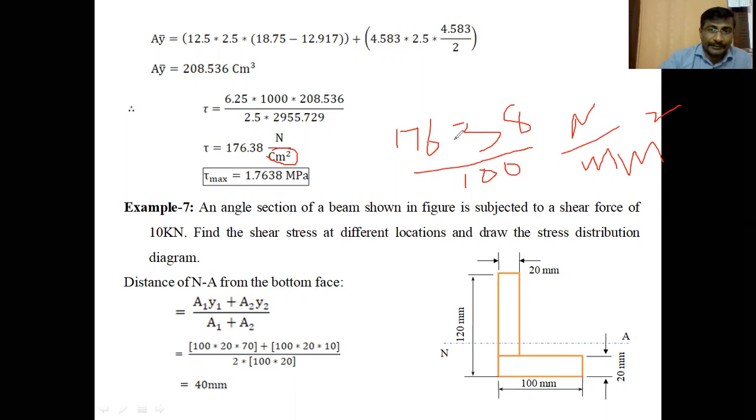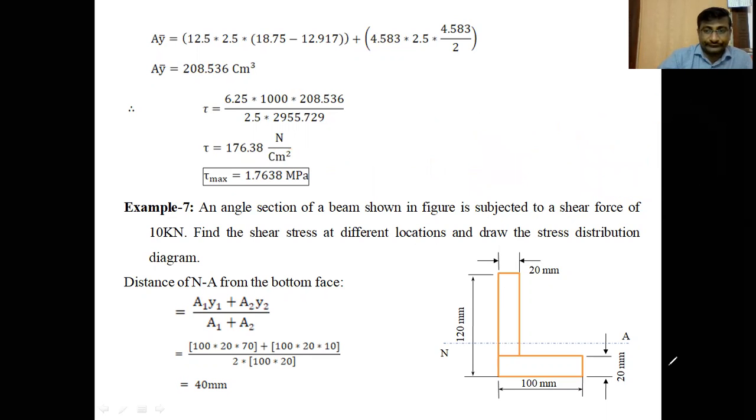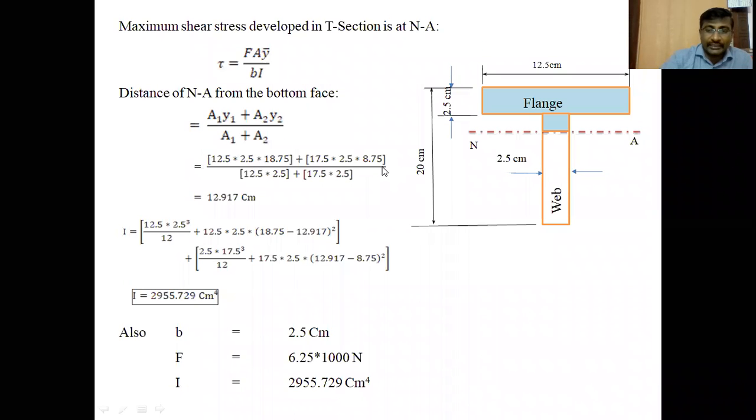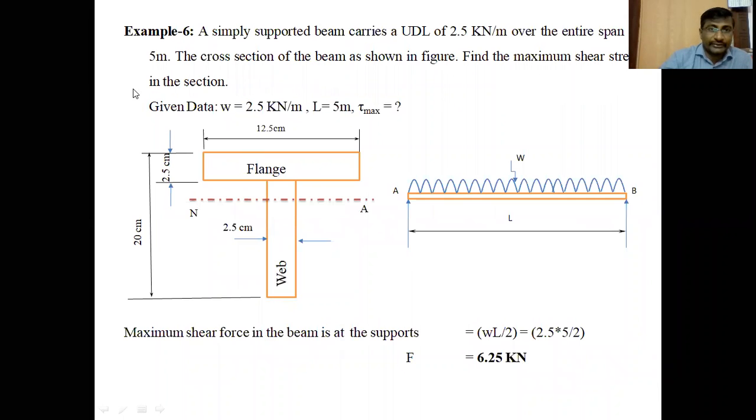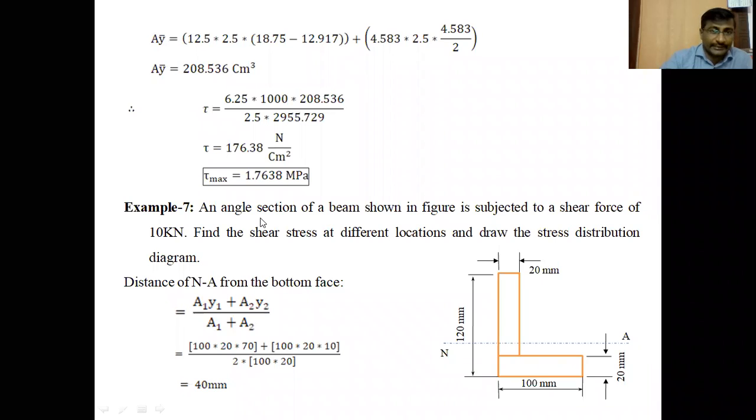1.7638 newtons per mm square. Newtons per mm square is also represented as megapascals. So 1.7638 megapascals is the maximum shear stress, which is developed at the neutral axis of the T section. Okay, students. Here in this problem, they only asked for the maximum shear stress in the section. So the maximum shear stress at the neutral axis is 1.7638 megapascals.